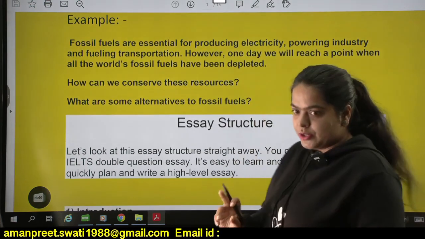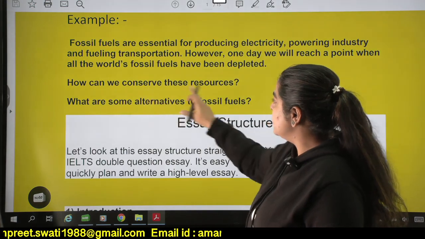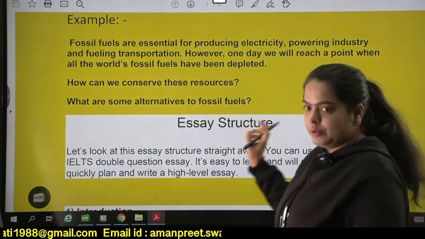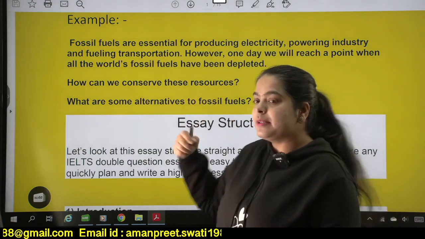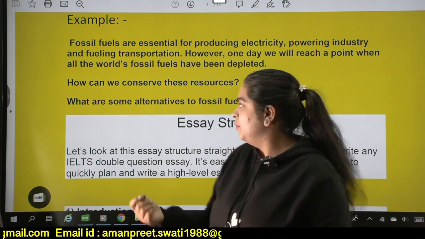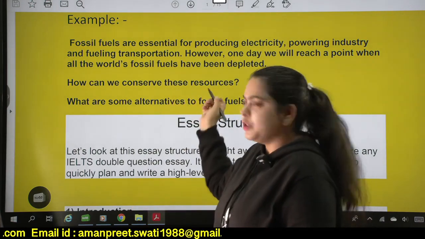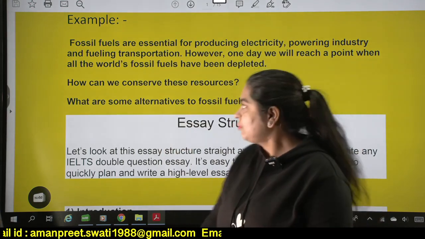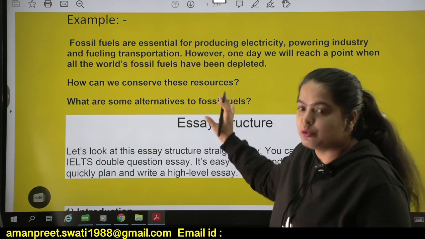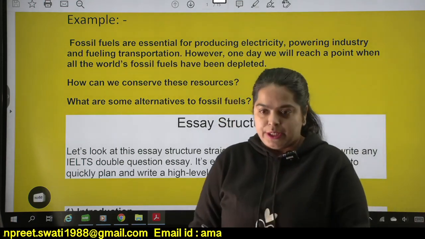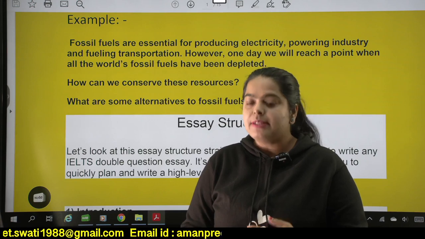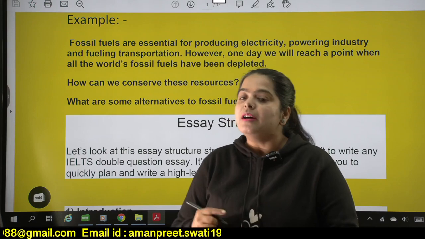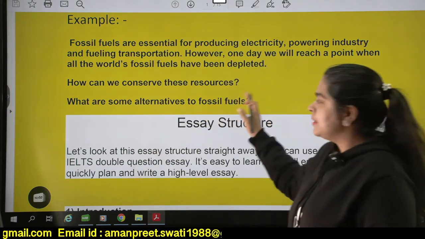Now there are two questions. First question is, how can we conserve these resources? Second question is, what are some alternatives to fossil fuels? The first question is, what is the procedure or process which can be followed for the preservation of these resources? And the second question, are there any alternatives to the fossil fuels? This is what is called the double question category. In a double question, there will be one statement and two questions directly or indirectly associated with that statement. So this is a double question example.